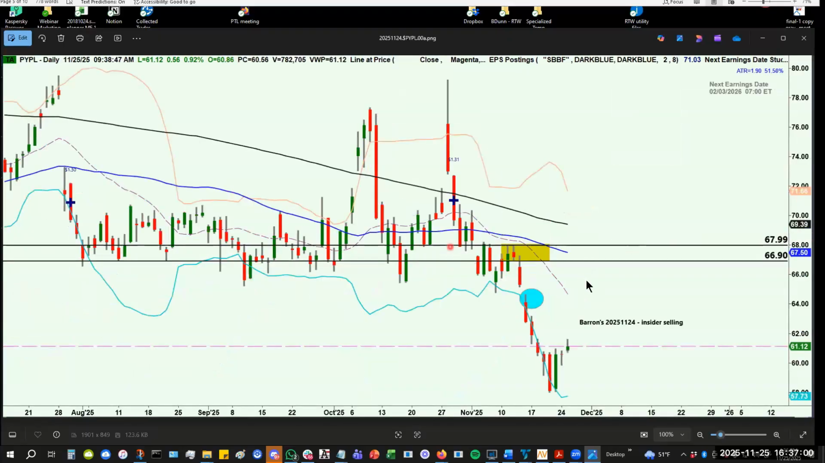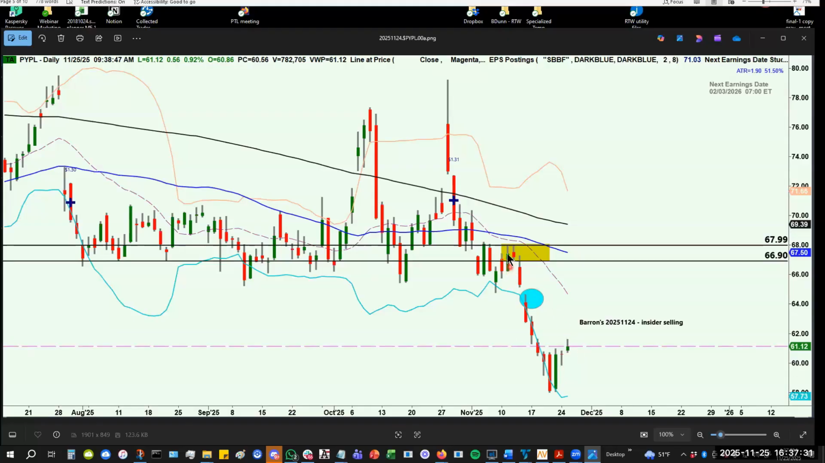Here's PayPal. And there was a mention in Barron's about the fact that there was a fair amount of insider selling with PayPal. So you can see, since the beginning of November, pretty much for the better part of a month, it's been in a tailspin, dropping from a little less than 80 down to about 60. So that's about 20 bucks, about a 25% haircut that it's taken from here.